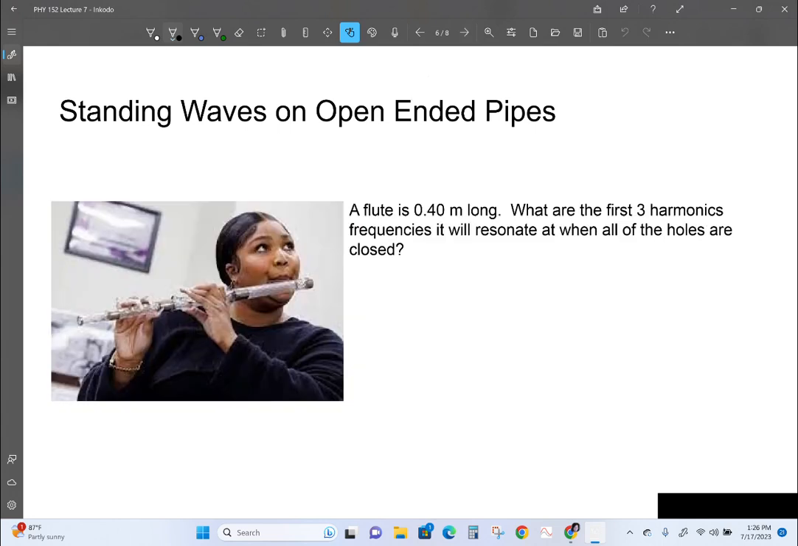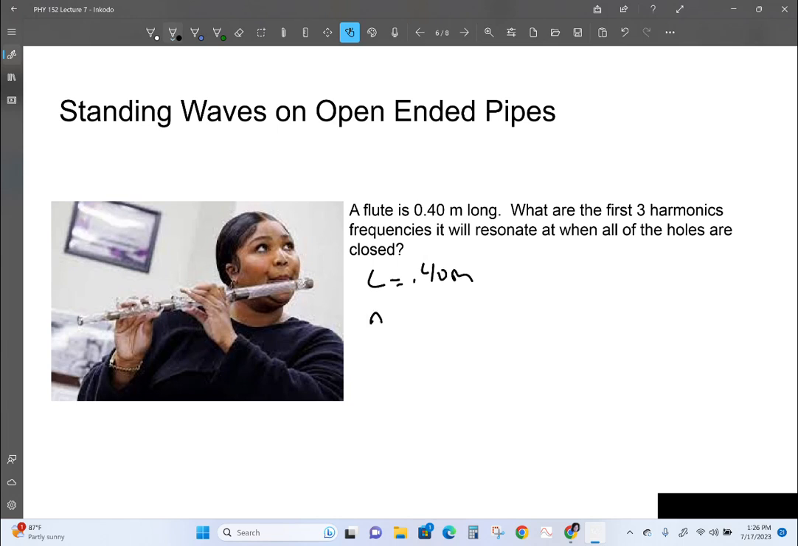So if we were going to do an example of this, let's say you have a flute. Here's Lizzo playing James Madison's crystal flute. Much to the dismay of a lot of people, but it's super awesome that she plays the flute because I play the flute too. So the length of it is 0.40 meters, and we want to know the first 3 harmonics.